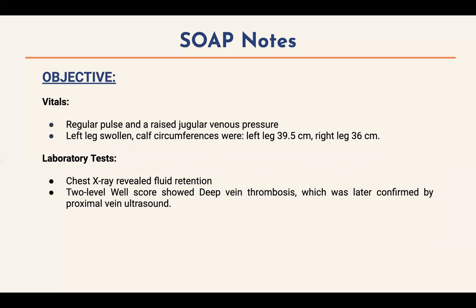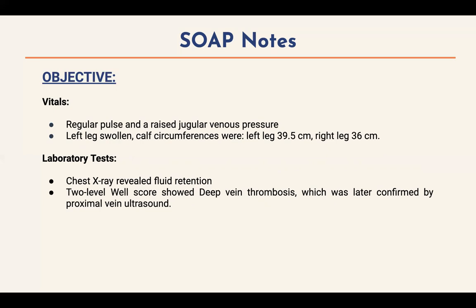Objective. Some of the vitals are not given, but it can be seen that the patient has a regular pulse but raised jugular venous pressure. His left leg is swollen. Calf circumferences were 39.5 centimeters for the left leg, while the right leg is 36 centimeters. His chest X-ray revealed fluid retention.